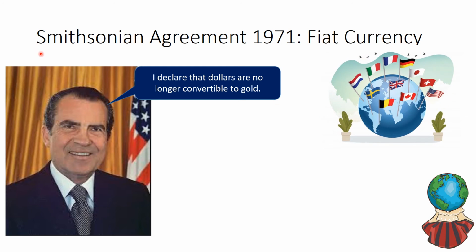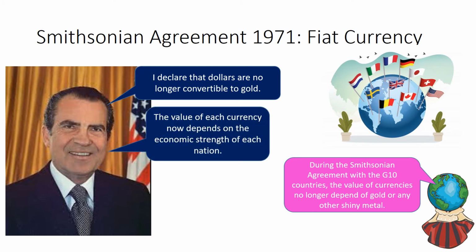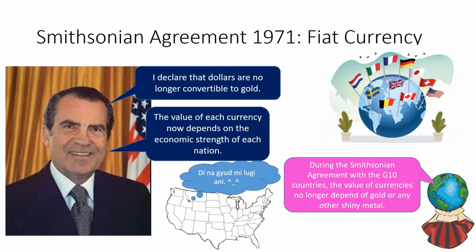There is the Smithsonian Agreement of 1971, and during that time currency no longer depends on gold or any other shiny metal. The value of currency now depends on the economic strength of each nation. So ang US, di na gyud sila malugi, kaya ang ilahang kwarta, dili na magdepende kung how much gold they have. Mas lang print ang kwarta.